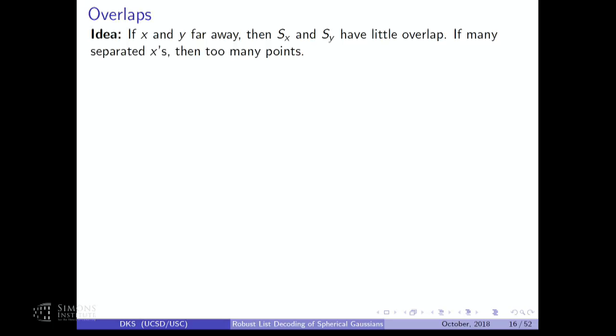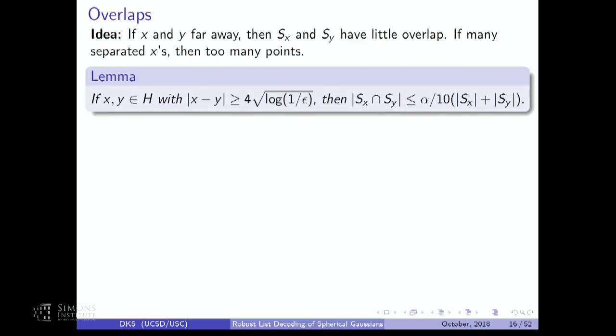Okay, so how do we prove this lemma? Well, the idea is to look at overlaps between these good sets. In particular, the claim is that if X and Y are far away, these sets S sub X and S sub Y that are concentrated about the two of them have to have small overlap. And in particular, this is going to allow us to say that if we have many X's that are all pairwise separated, we'll just have too many points allocated to all of these sets.